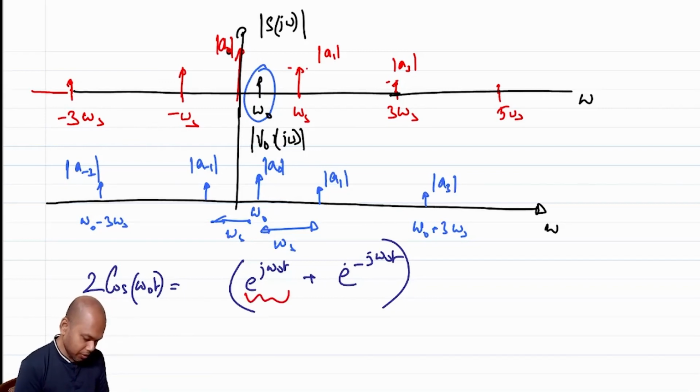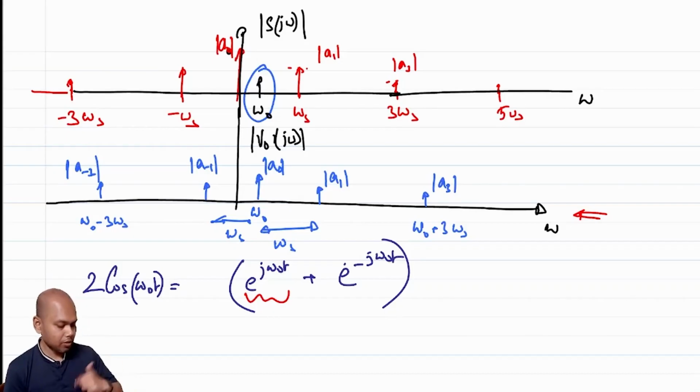So we know that the spectrum right on top, the spectrum here, is essentially what will be the output if the input is e to the power j omega naught t. Now the question is, what will be the output if the input is e to the power negative j omega naught t?